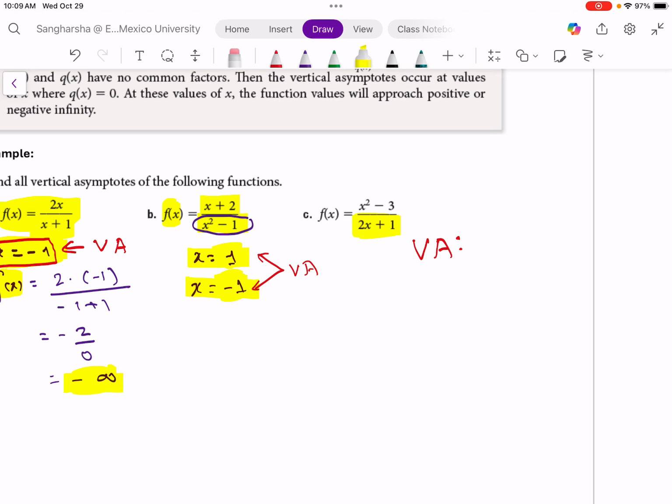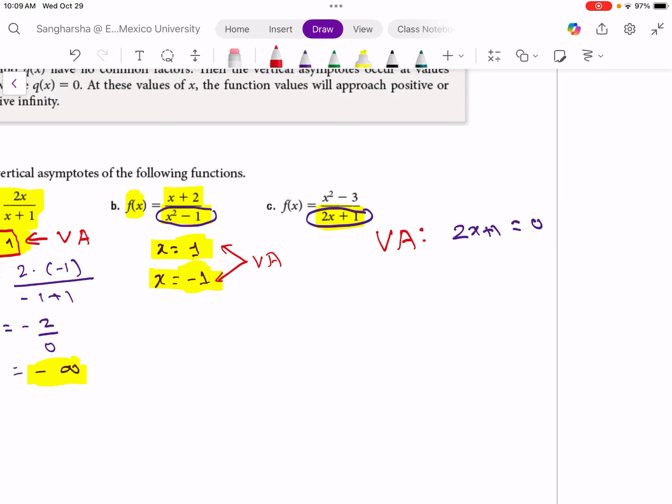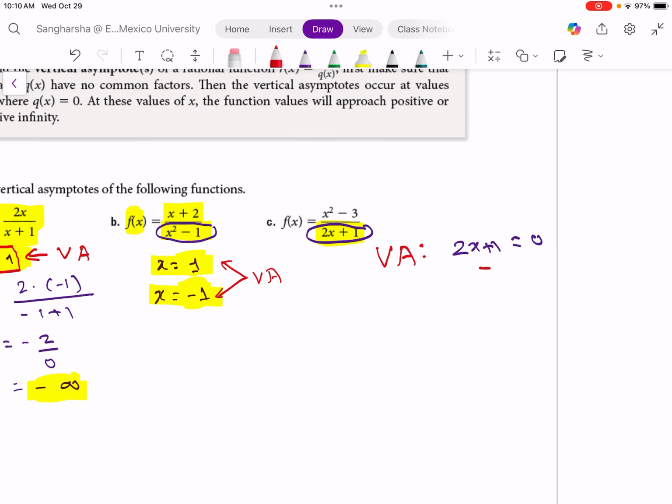Negative half, right? If you find it difficult, what you can do is take the denominator and make it equal to 0. You solve this equation and you can find the value of x that makes the denominator equal to 0. So here we have 2x equals negative 1. You divide by 2 and our x is negative half, and this x equals negative half is a vertical asymptote for this rational function.